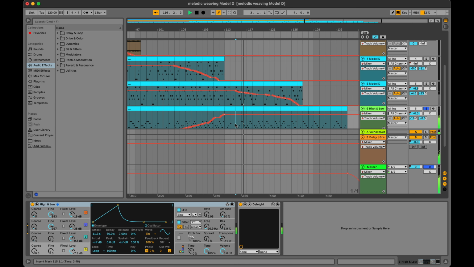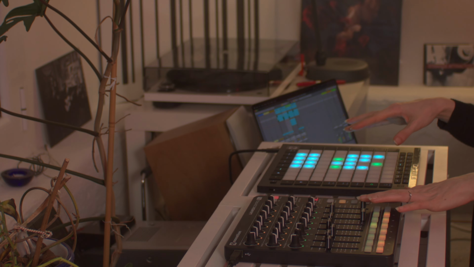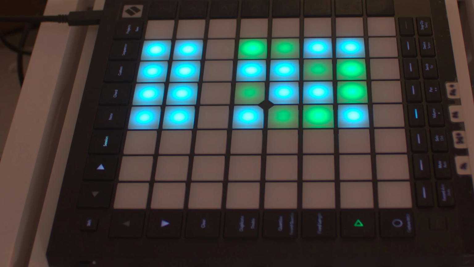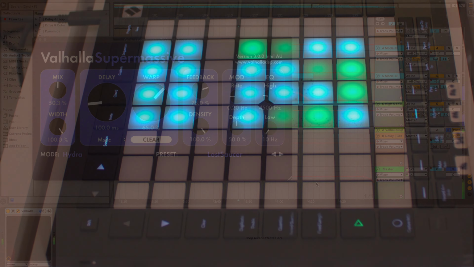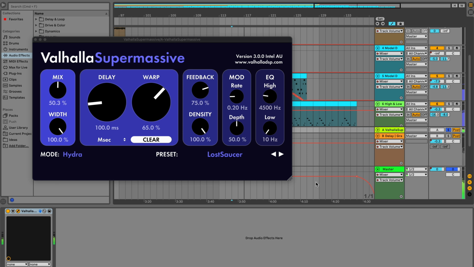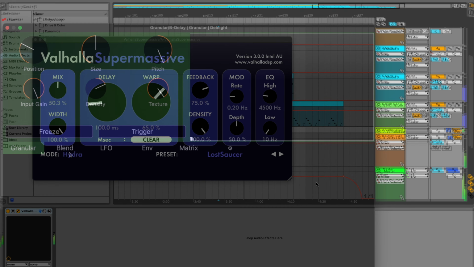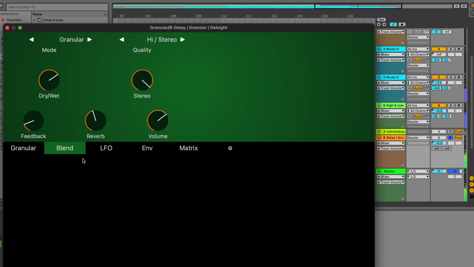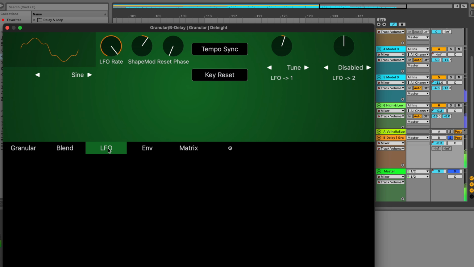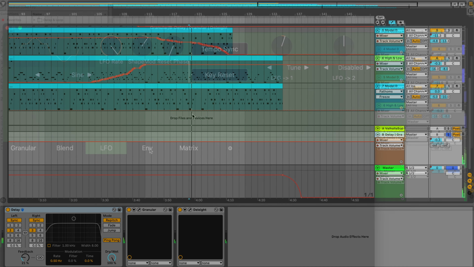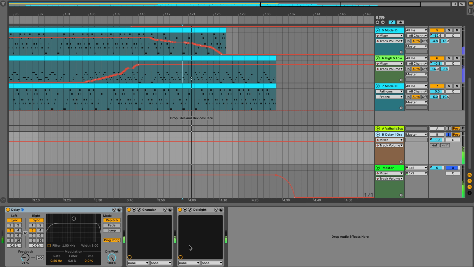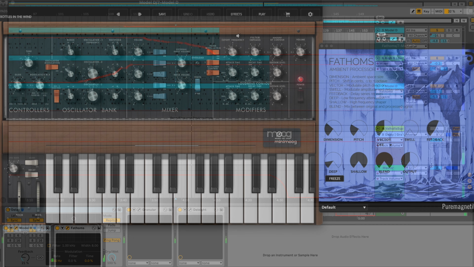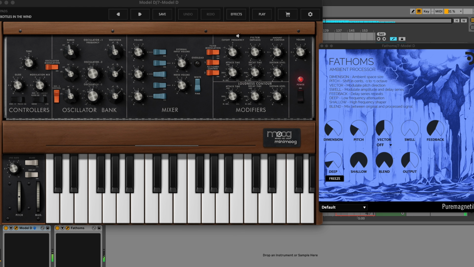I just layer them with the same melody and with some follow actions, like I generally like to do. There's also Valhalla Supermassive on everything, and also an iOS Clouds port that I also wanted to try out on the MacBook. And of course there's also some delay on it and that sort of thing. And Pure Magnetic Fathoms, which is one of my favorite plugins anyway.